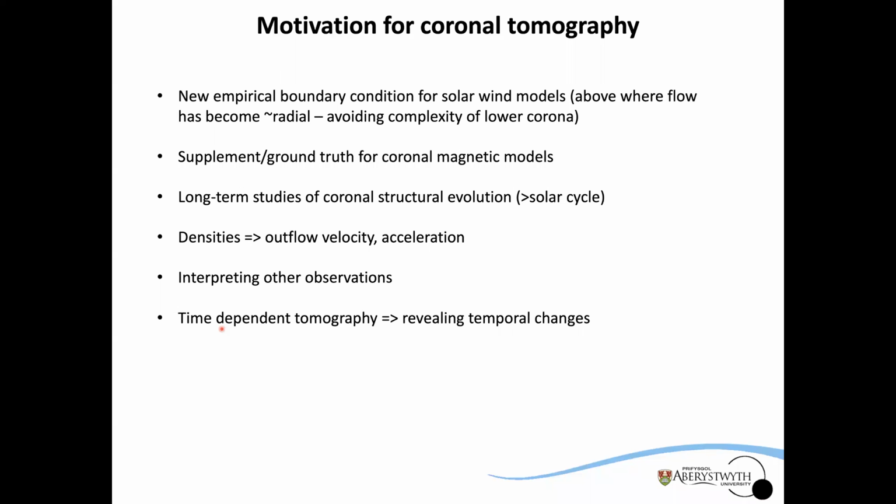The results can be used to supplement or as a ground truth for coronal magnetic models. We can use for long-term studies of the structural evolution of the corona, which would be difficult to do otherwise. The densities we find put constraints on outflow velocity and acceleration. They're very useful for interpreting other types of observations, including in situ. And then a higher level method of time-dependent tomography can reveal temporal changes on smaller timescales.